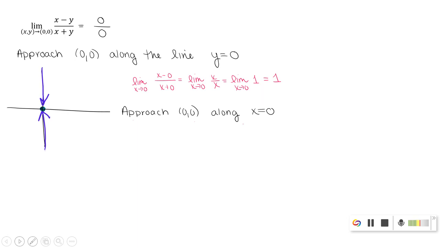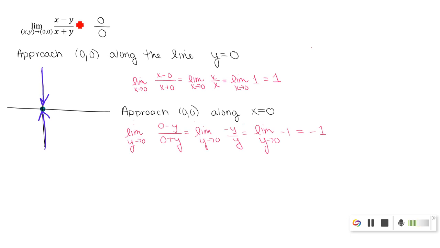So if we approach the origin along the y-axis where x equals 0, what do we get? I went ahead and took this function and plugged 0 in for the x's, and this problem simplified down to the limit as y goes to 0 of negative y divided by y, which actually simplifies to negative 1. So as we approach the origin along that line x equals 0, our z-values are actually approaching negative 1.